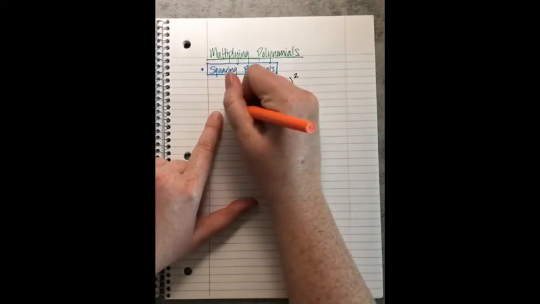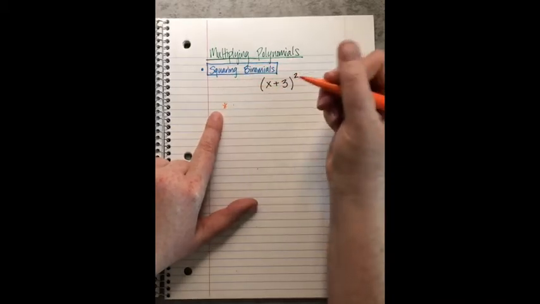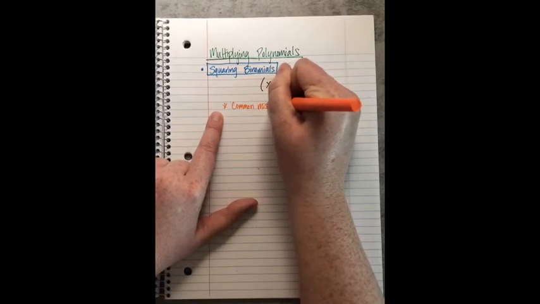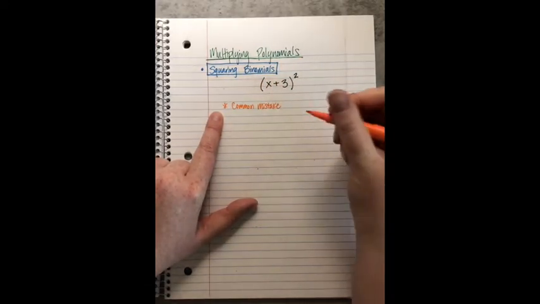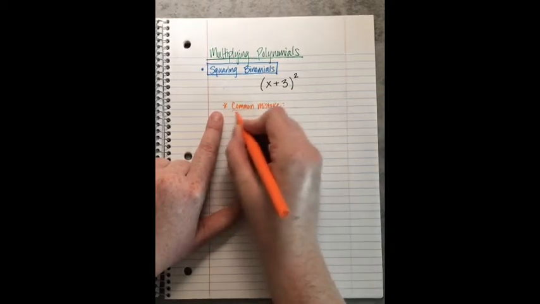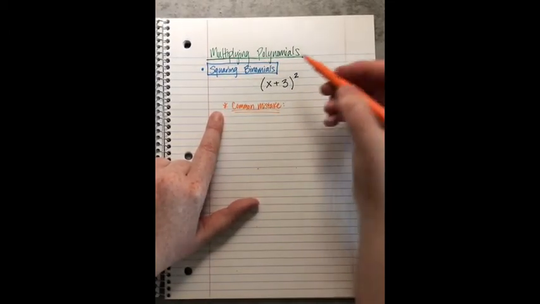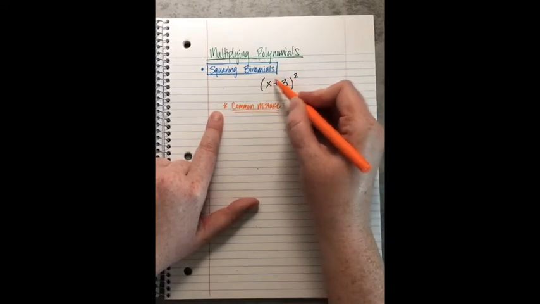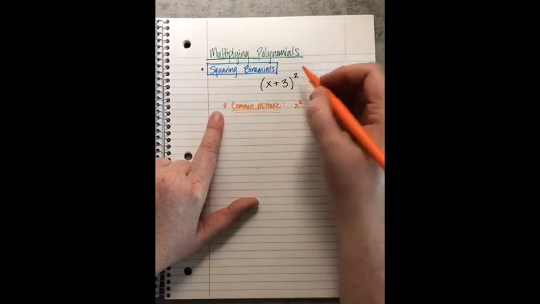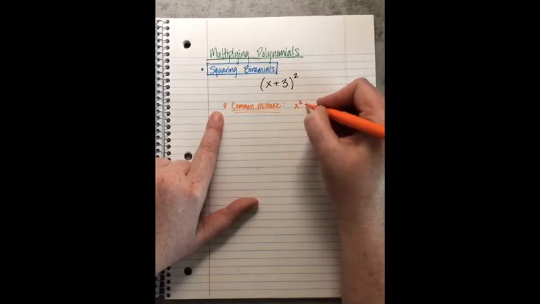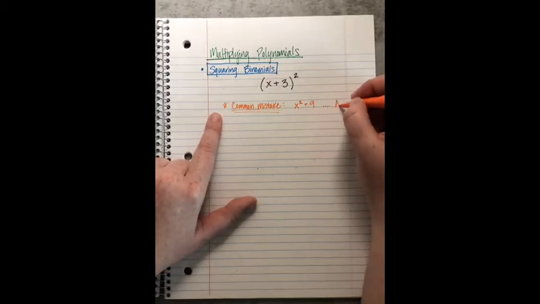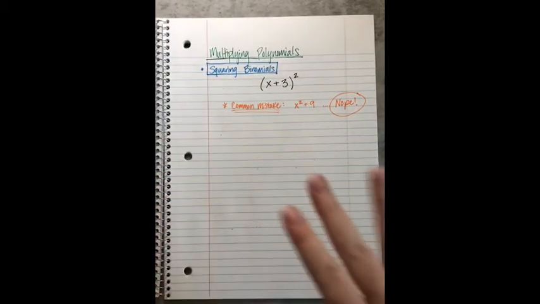What I'd like you to write down, because it's very important to know common mistakes, is a common mistake people do. A common mistake that I see all the time is kids have a tendency to want to just take this exponent, distribute it to the x, and get x squared, and then distribute it to the 3, and then 3 squared is 9. So they would get this. But guess what? That is completely wrong. I just want you to write, nope. It's a very, very common mistake.